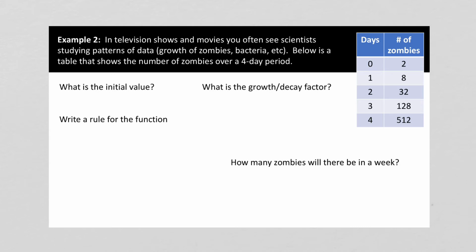So what is the initial value? The initial value is, again, the value on the first day, which is day 0. So 2 zombies. What is the growth or decay factor? Let's see. If we take the second and divide by the first, we get 4. If we take the third and divide by the second, we get 4. Let's try one more time. Let's take the fourth and divide by the third. You also get 4.